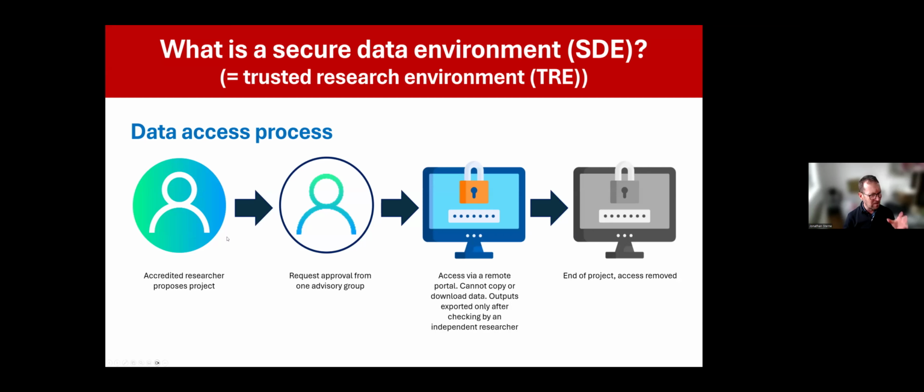And the process is that an accredited researcher proposes a project, there is a single advisory group from whom they request approval, and then if the project's approved, they are not sent data. Instead, the data is accessed via a secure remote portal. The researcher can't copy or download the data. They can conduct analyses, but outputs can only be exported from the environment after they've been checked by an independent researcher. And at the end of the project, the data remain in the secure data environment, but the access to the data is removed.